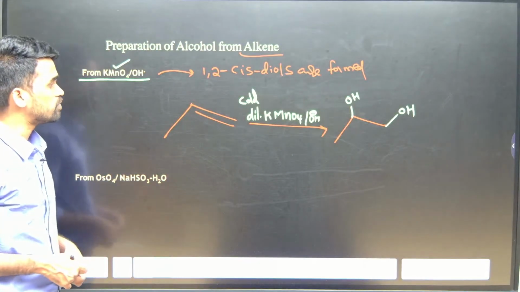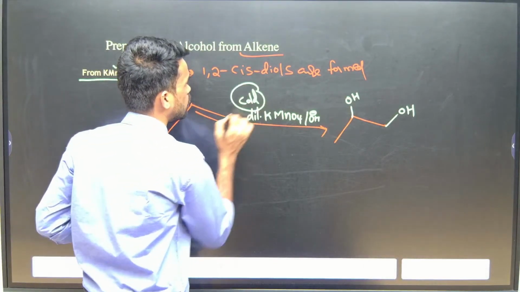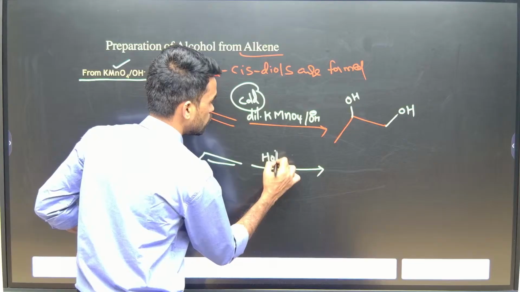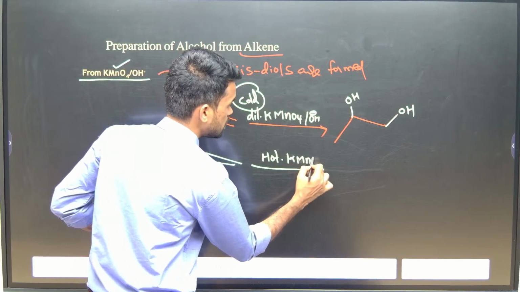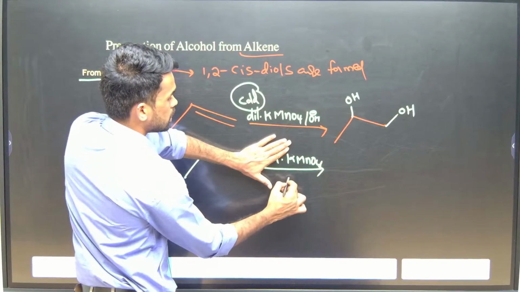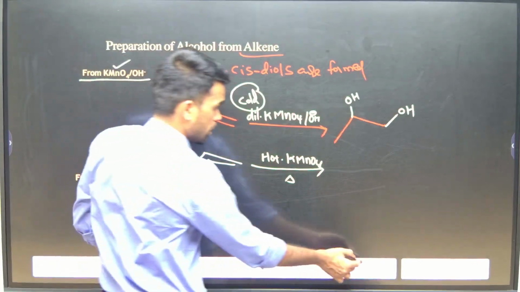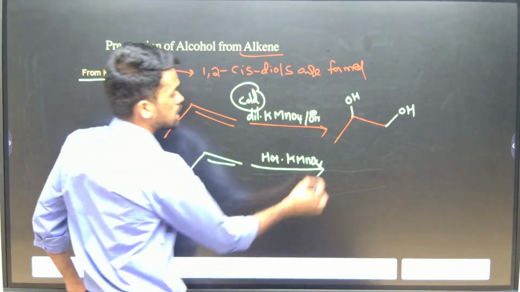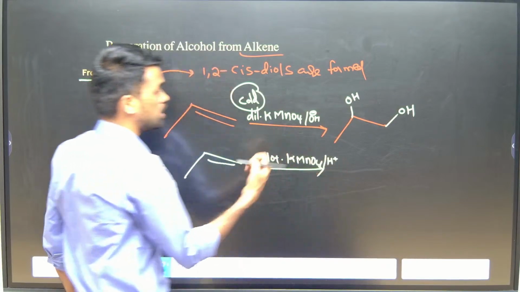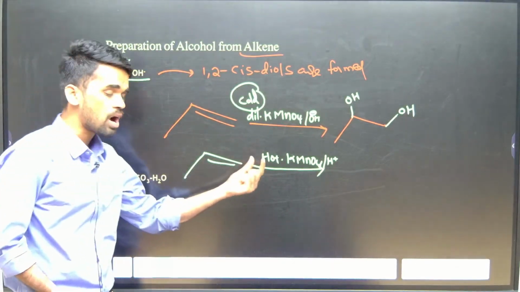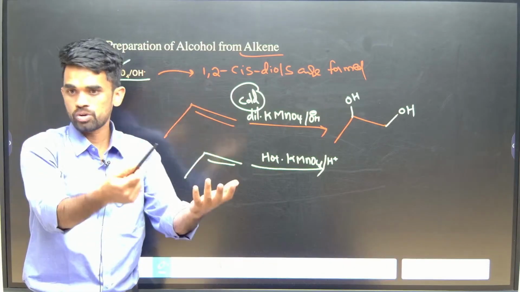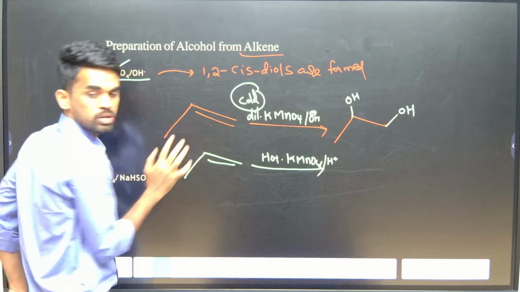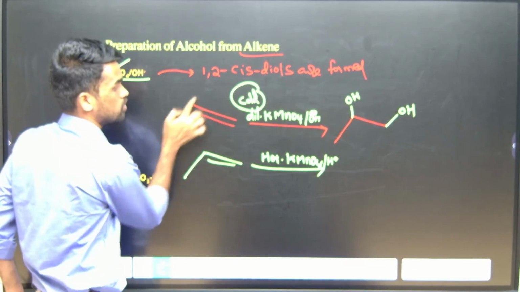Now sir, why particularly are you mentioning cold dilute? If you take the same substance with hot KMnO4, or they will simply mention KMnO4 with a delta symbol. Heat is nothing but hot only. So hot KMnO4, or they will mention hot KMnO4 in acidic medium, basic medium, like that. If it is hot KMnO4, the reaction will go further. Previously in cold condition only the pi bond was removed, and you inserted an OH group.